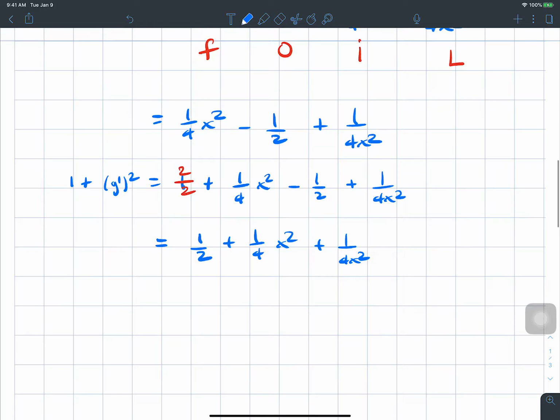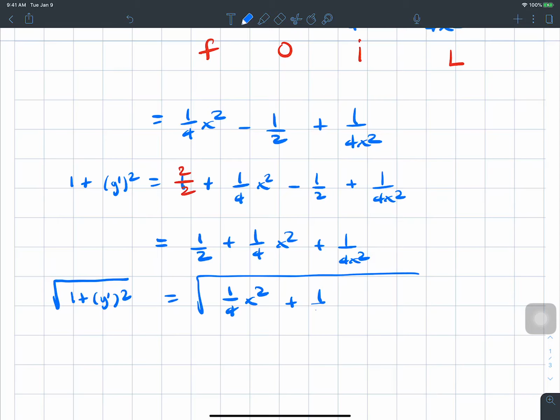And then they say, but you asked me to take the square root of this? And I say yes. But I'm going to write it a little differently. I'll put 1/4 x squared. I'm going to put 1/2 in the middle for a very good reason. So this is what we have under our integrand.